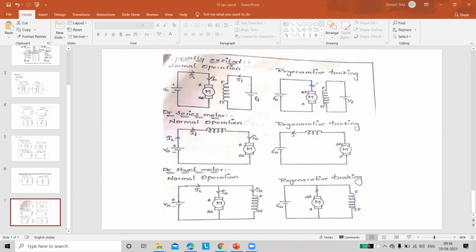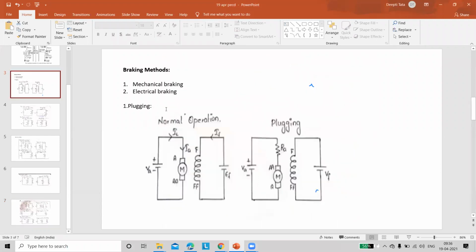Listen again. I am repeating these three methods one by one. Just recollect the matter regarding the braking techniques, what you have to write. First one is mechanical braking. That means in earlier days, mechanical braking was preferred, but nowadays a combination of mechanical and electrical braking is preferred.